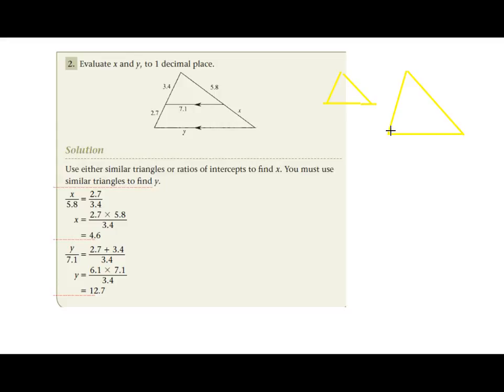Okay, so now to find y, you've got y over 7.1 is equal to 2.7 plus 3.4 over 3.4. Okay, the big triangle over the small triangle. So 2.7 plus 3.4 is the big triangle. The small triangle is just the 3.4. So you've got y over 7.1 equals that, and they've multiplied the other side by 7.1, and that simplifies down to 12.7.